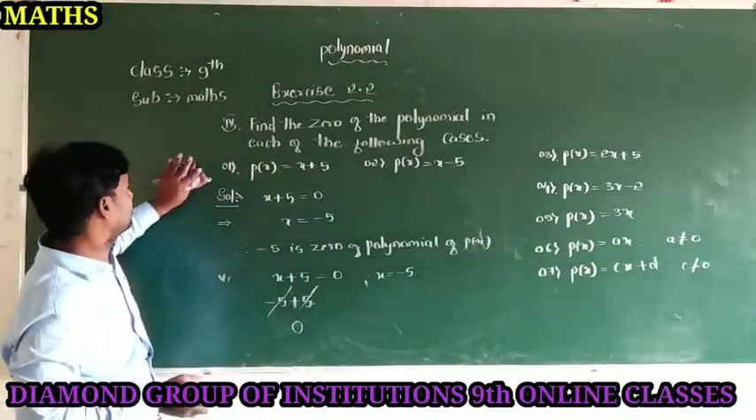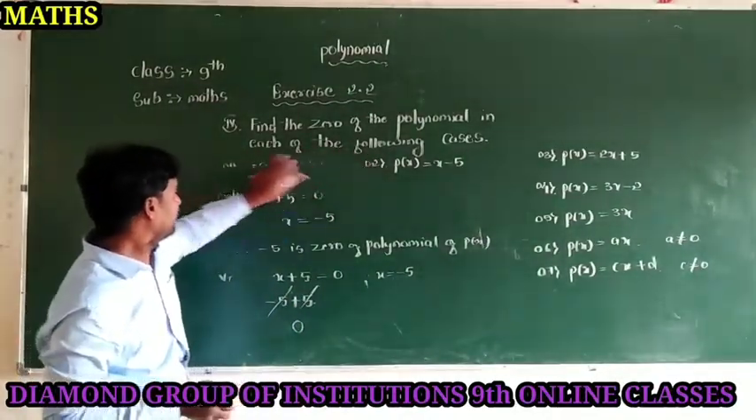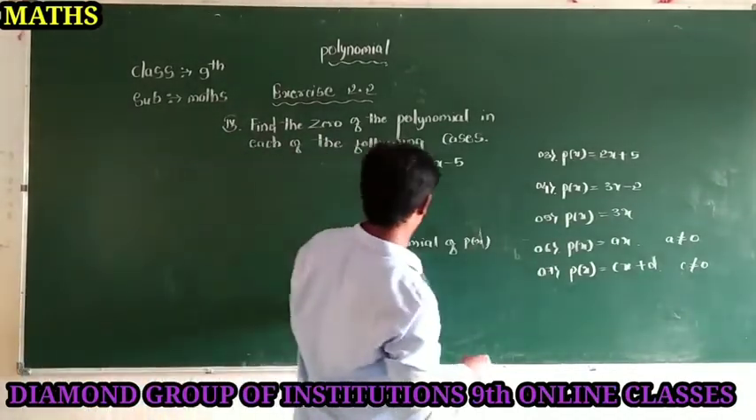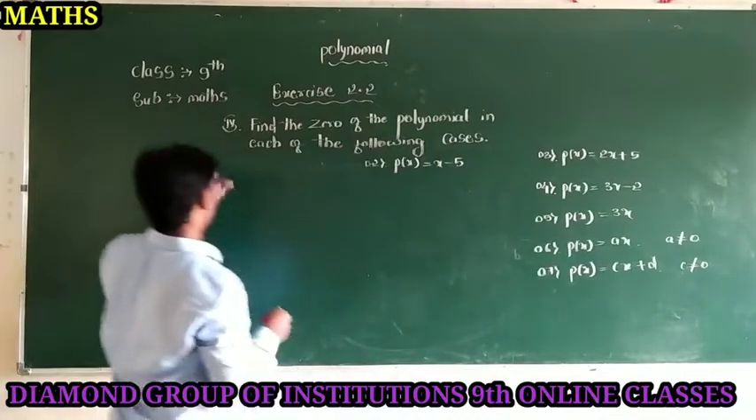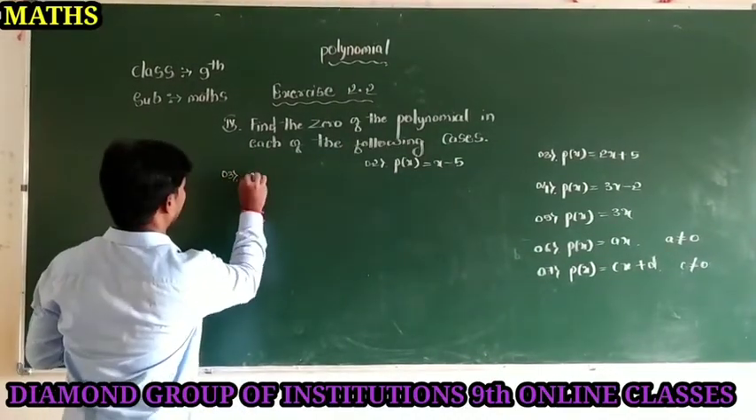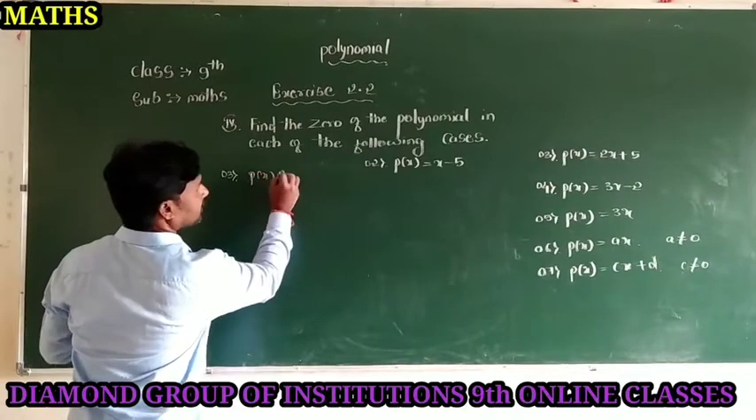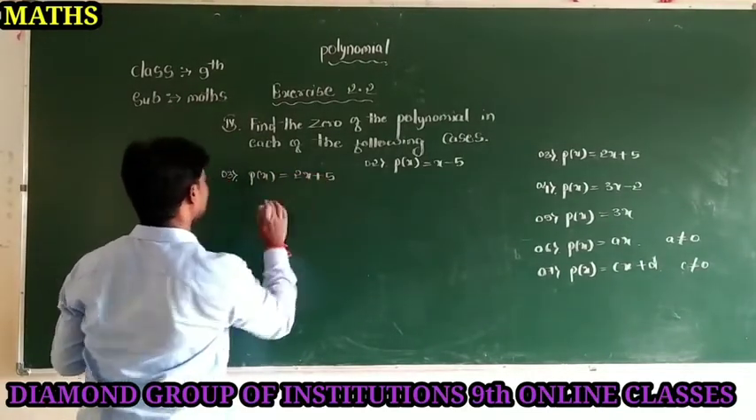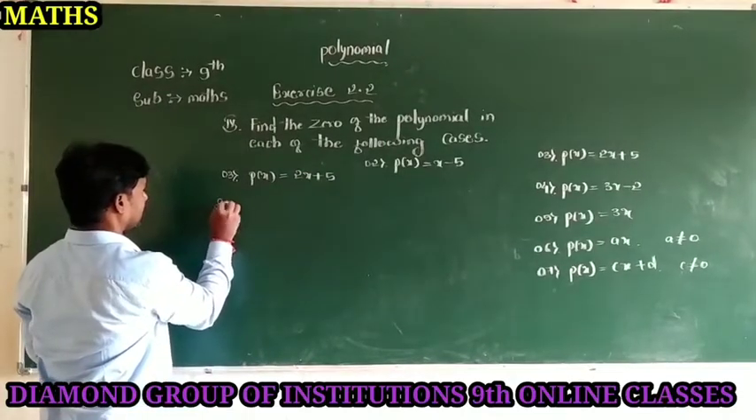2x plus 5 is there. 2x plus 5. Let us see the third question. That is also very easy, dear students. What is given in the third question? Third question is P of x is equal to 2x plus 5, dear students.